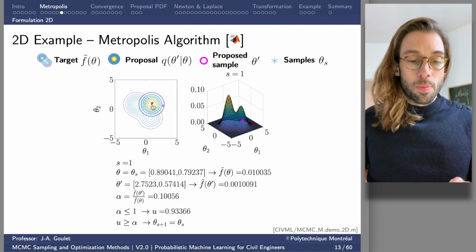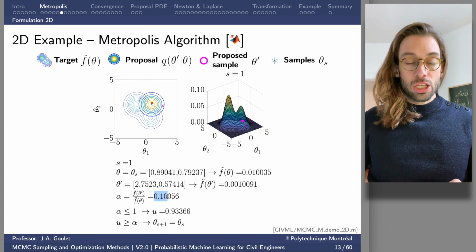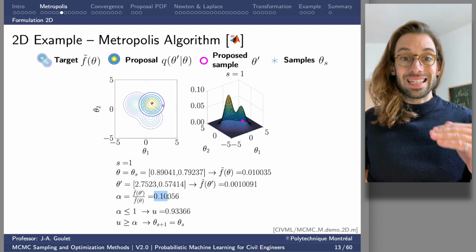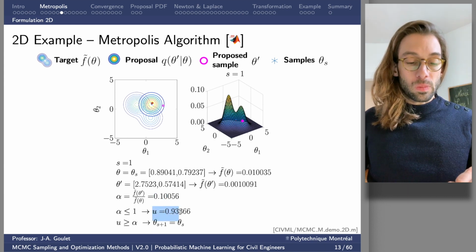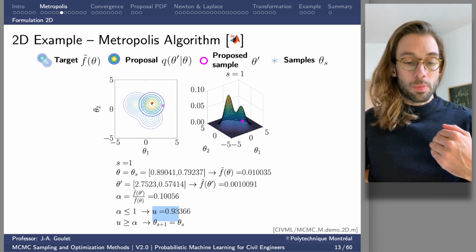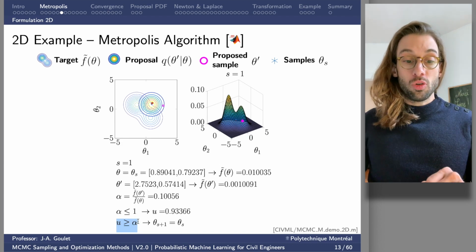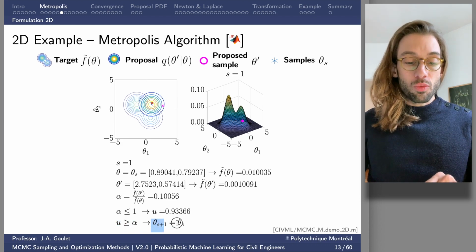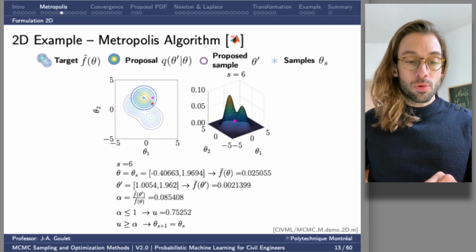Then I'm here, and I propose to move there. Now if I compare my target value, I'm at 0.10, so the probability to move there is 10%. I draw a sample from a uniform distribution. It's going to be 0.93. This is greater than alpha, so I won't accept the move. My next sample is going to remain the current one. And I keep doing this, always the same principle.